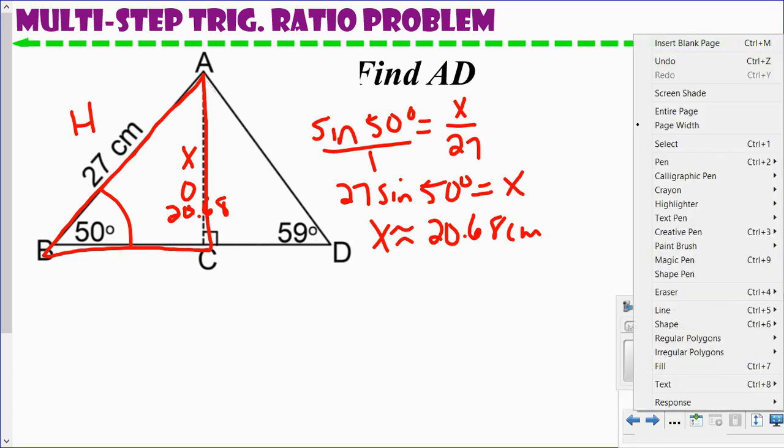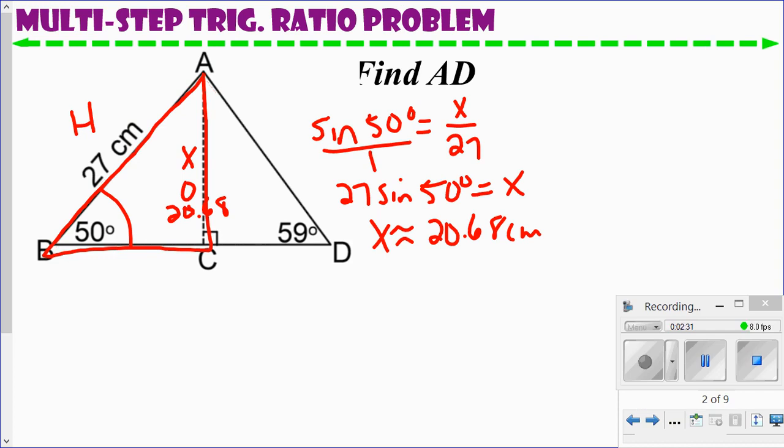So if I take a look at triangle ADC and I look at the 59-degree angle, X is still the opposite, but I know that now. It's 20.68 centimeters. And of that triangle, segment AD, the one I want, is the hypotenuse. So once again, I'm seeing opposite and hypotenuse, which means sine.